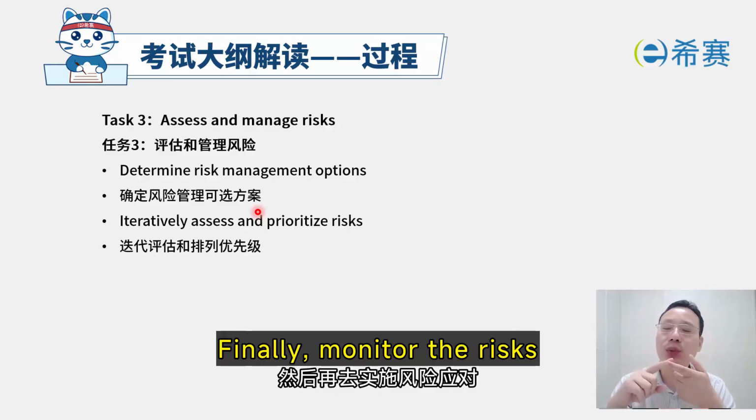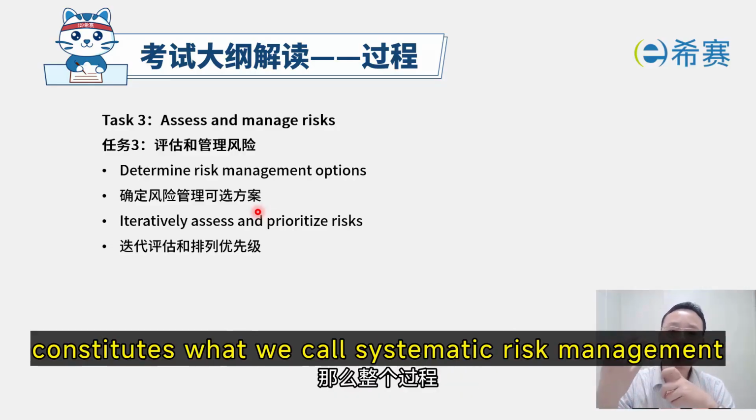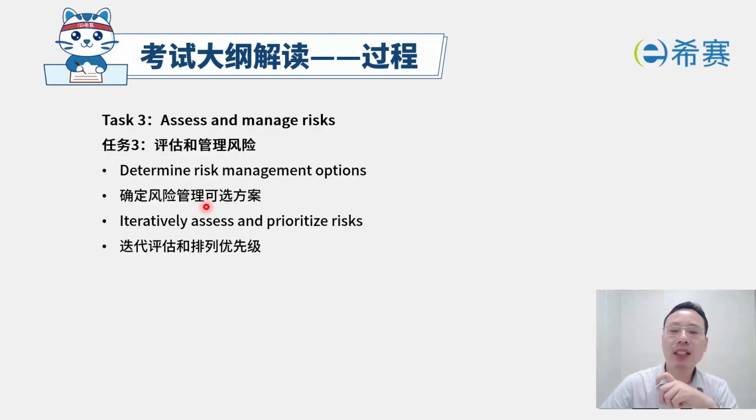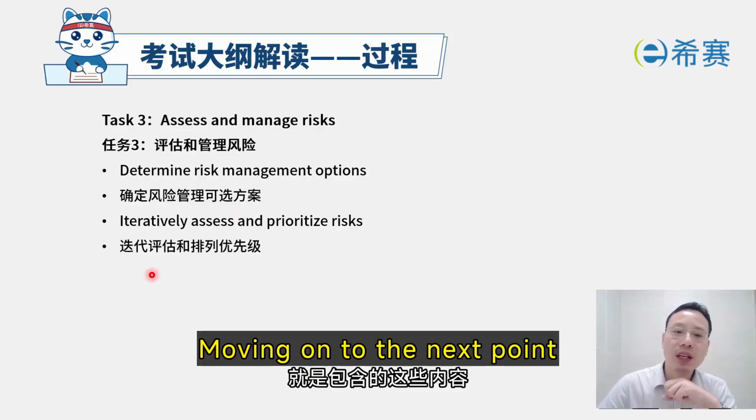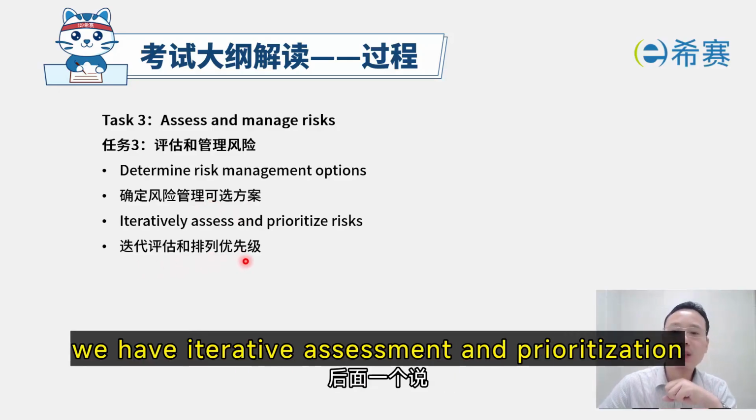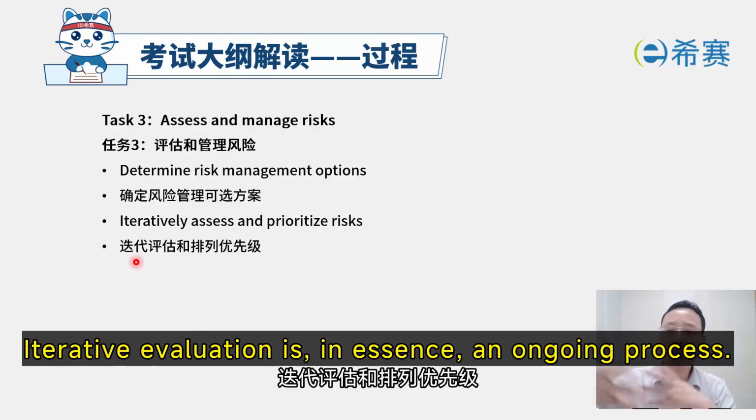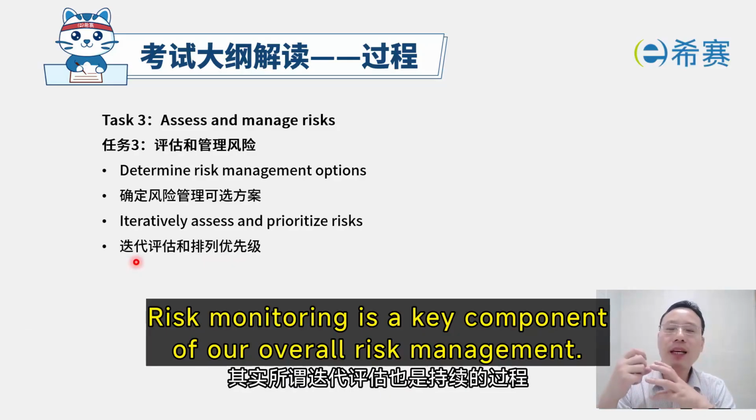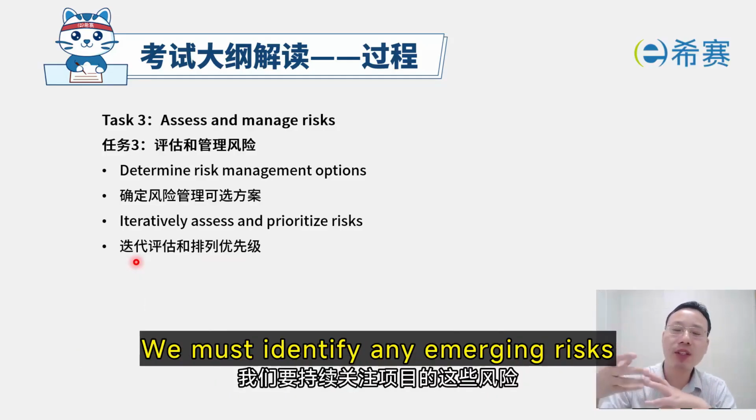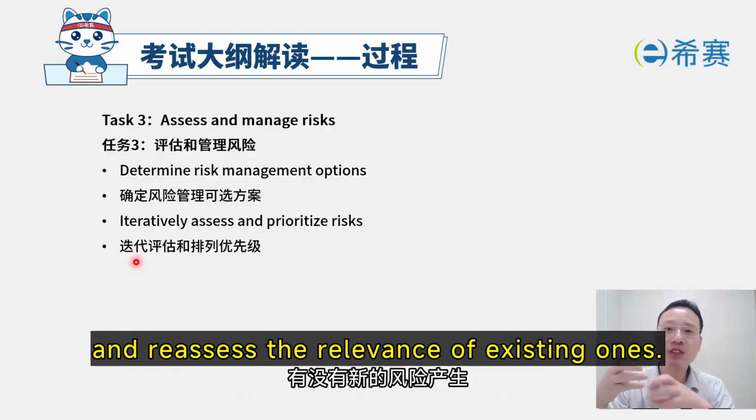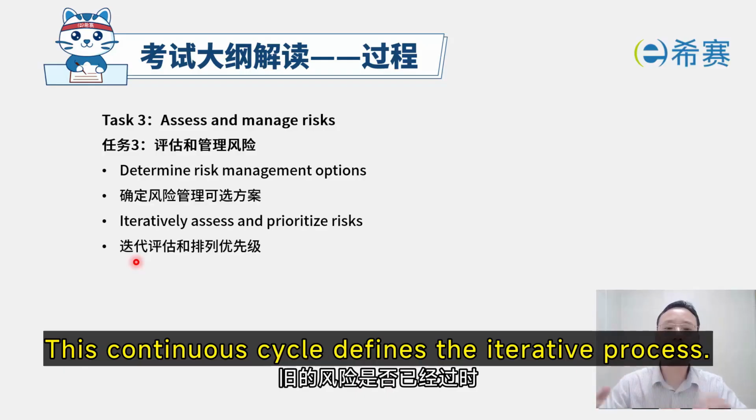Finally, monitor the risks. This entire process constitutes what we call systematic risk management. These scientific approaches to risk management encompass all these steps. Moving on to the next point. We have iterative assessment and prioritization. Iterative evaluation is, in essence, an ongoing process. Risk monitoring is a key component of our overall risk management. This approach emphasizes the need for ongoing project risk surveillance. We must identify any emerging risks and reassess the relevance of existing ones. This continuous cycle defines the iterative process.